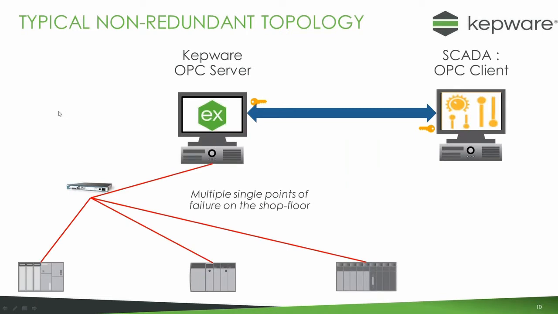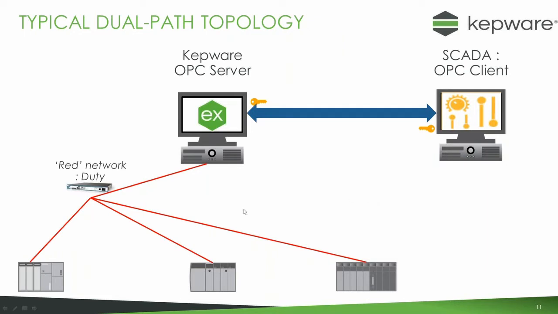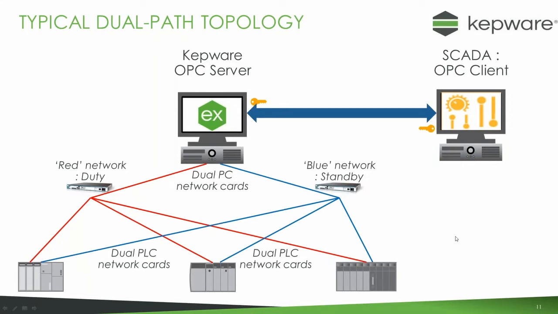So let's have a look at a typical non-redundant topology, a straightforward single network topology. So here we have the red network, and you can see there's multiple single points of failure here: the network cards, the switch, the NIC card in the back of the KEPServer computer itself. So if we then add to that, we have the red network, which is the duty network. If you then add to that the second network by employing dual network cards in the PCs and the PLCs, you then have a blue network, which is the standby network.